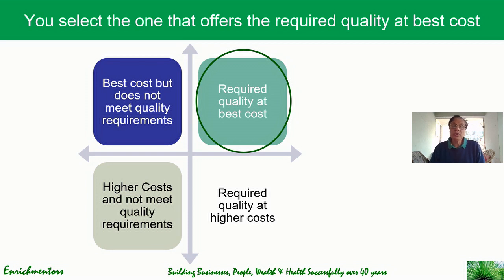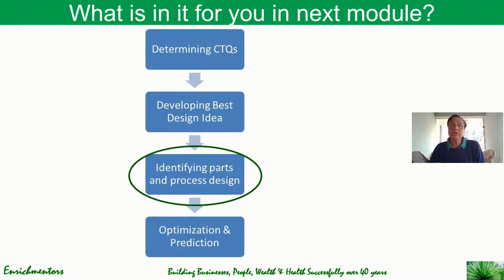So what do we do in the next module? Having determined the CTQs, understood the design requirements and developed the best design ideas, at this point of time, for each of the design ideas, we will start identifying the component parts and the process that is required to produce them. We would have some good idea by now during the design phase itself, and we would lay down the design and identify the parts for that.